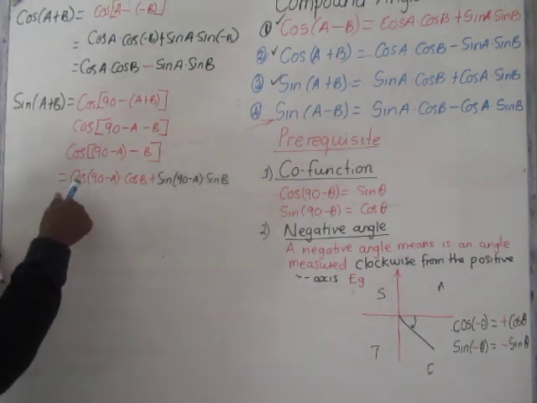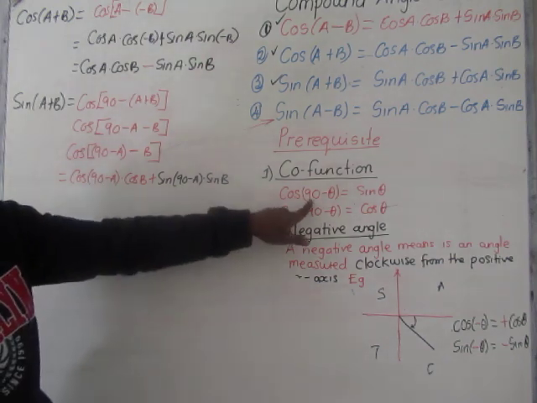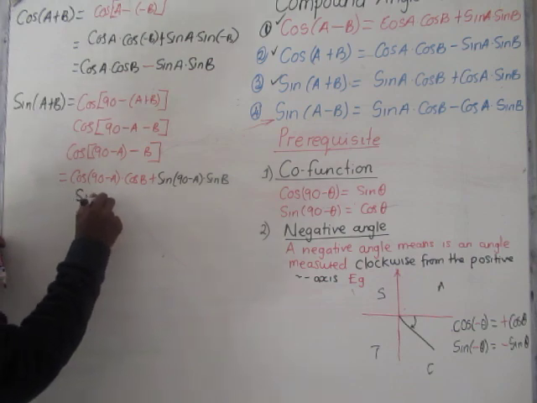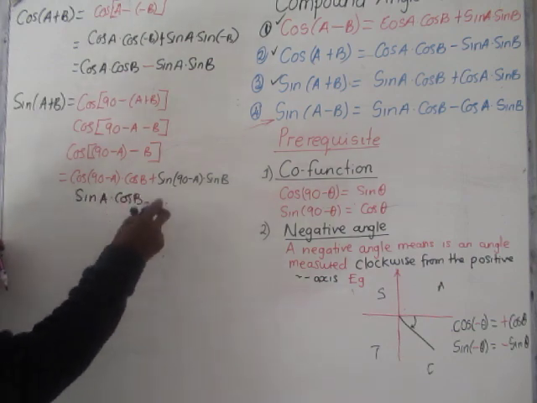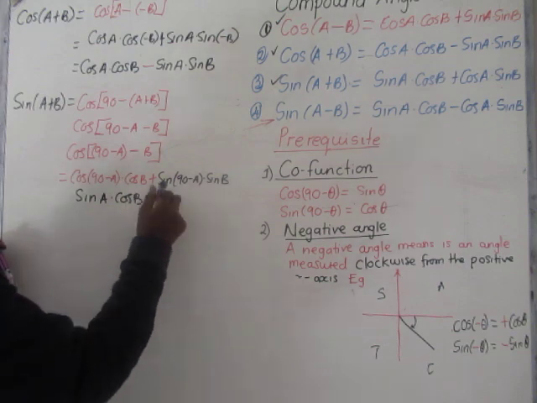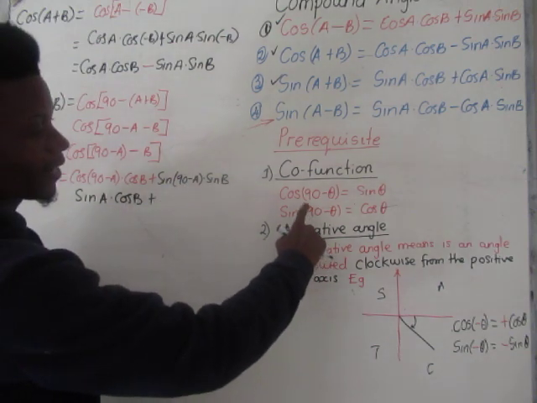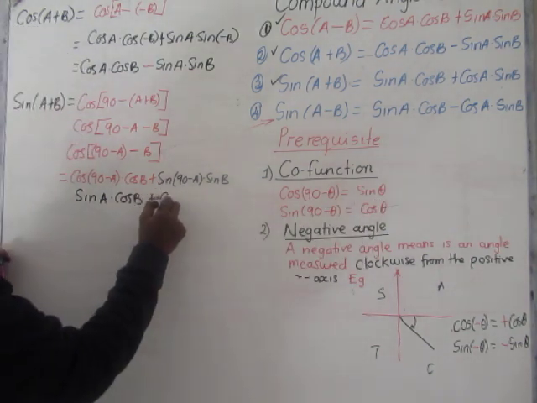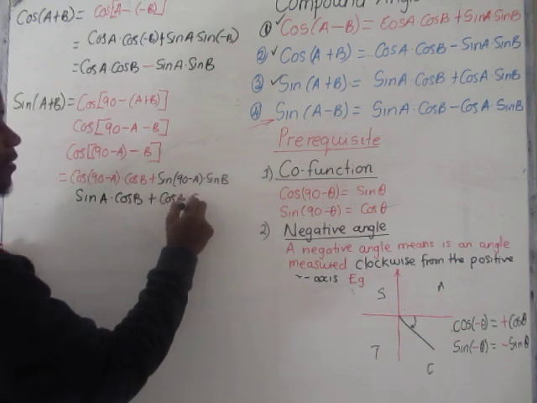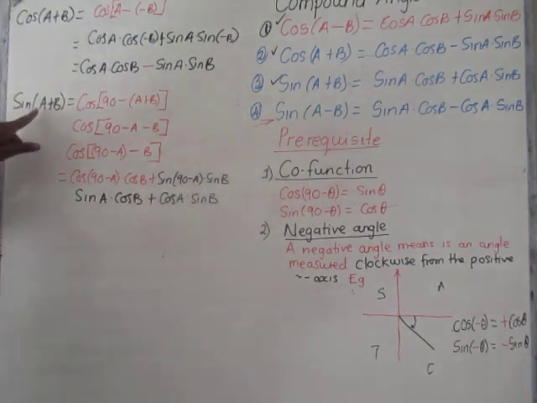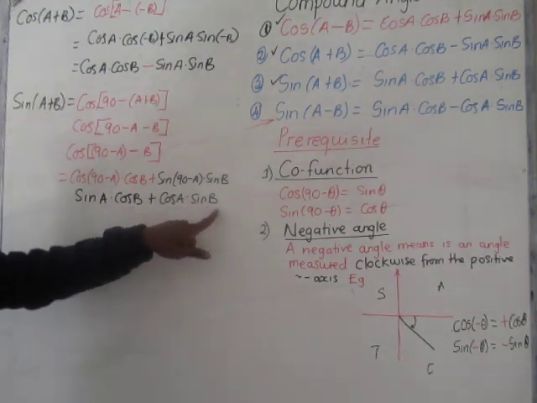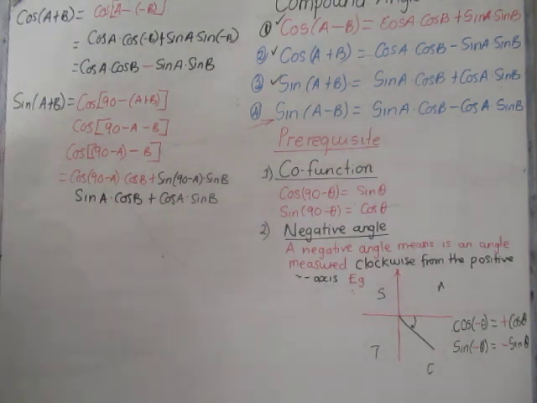Then this simplifies: cos of 90 minus an angle gives sine of that angle. So this simplifies to sine a times cos b plus, sine of 90 minus a, a small angle, gives cos of that angle, so that becomes cos a times sine b. So sine(a plus b) can be written as sine a times cos b plus cos a times sine b. So we have derived sine(a plus b).